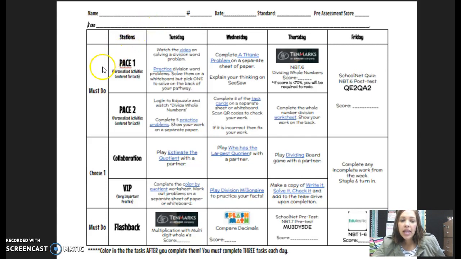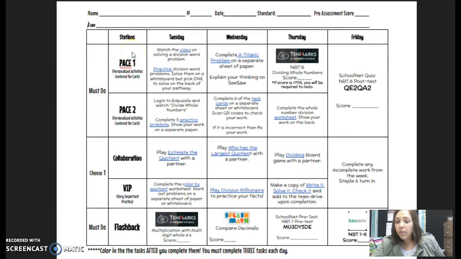If you'll notice, there are 2 must-dos, and then the students can choose between collaboration and VIP. An important part of blended learning at Shuford is student choice and student pace and being able to navigate your own learning. Pace 1 is for students that, when we looked at their pre-assessment, just needed a little bit of reinforcement with that skill.